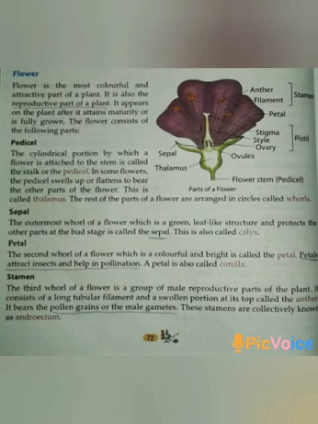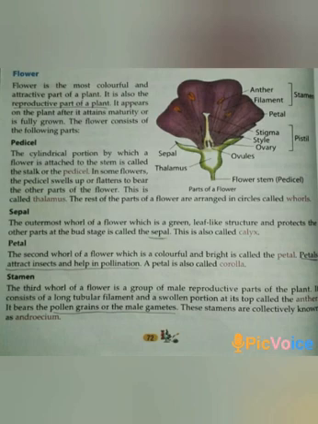Then comes the stamen. The third whorl of a flower is a group of male reproductive parts of the plant. It consists of a long tubular filament and a swollen portion at its top called the anther. It bears the pollen grains or the male gametes. These stamens are collectively known as androecium. So, stamens are also known as androecium.